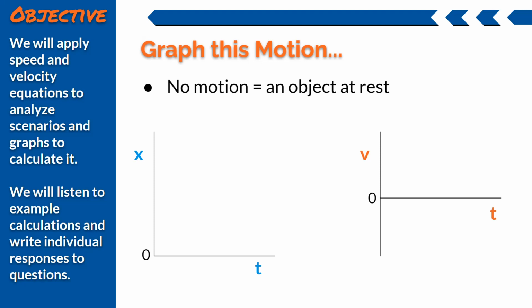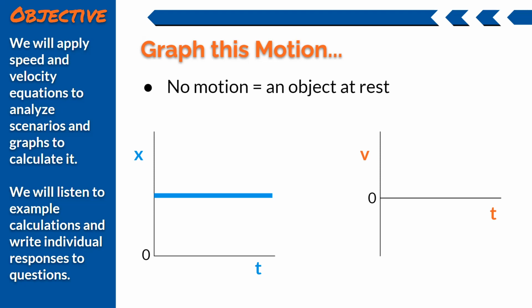And so we're going to show what different types of motion look like on these different types of graphs, starting with what does an object look like when it's not moving? If we have an object at rest, what does that look like? We already know what it looks like on an XT graph. Hopefully you remember. That's if you have a horizontal line.